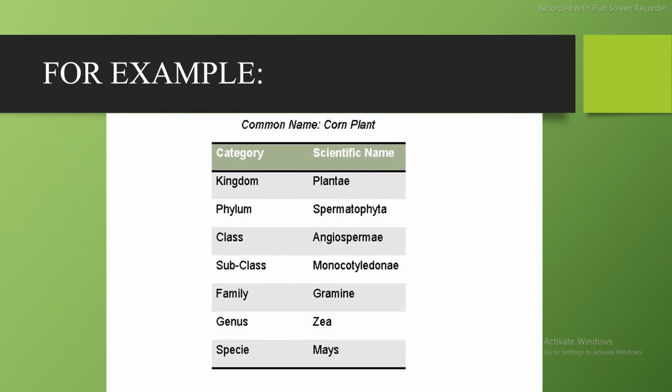Example, common name corn plant. Its kingdom is Plantae, phylum is Spermatophyta, class is Angiospermae, subclass Monocotyledonae, family is Gramineae, genus is Zea, and species is mays.